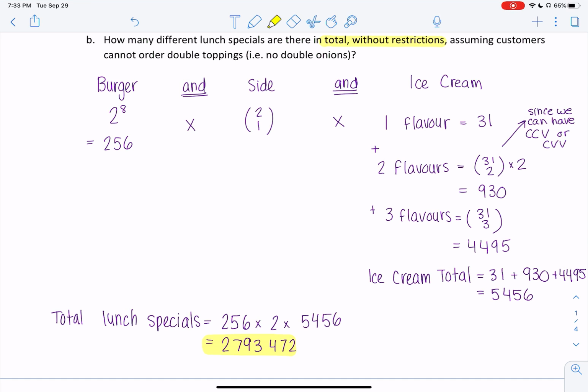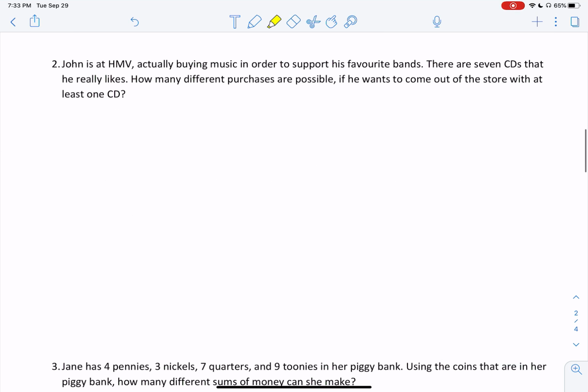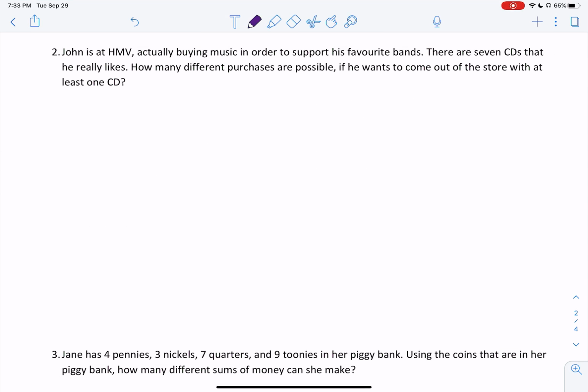So let's try another example that's a little bit different. The next one here: John is at HMV and he's buying his music in order to support his favorite bands. There are 7 CDs that he really likes. How many different purchases are possible if he wants to come out of the store with at least one CD? Now, the important piece to note here is that he is going to buy at least one CD, so there's no situation where he comes out empty-handed.